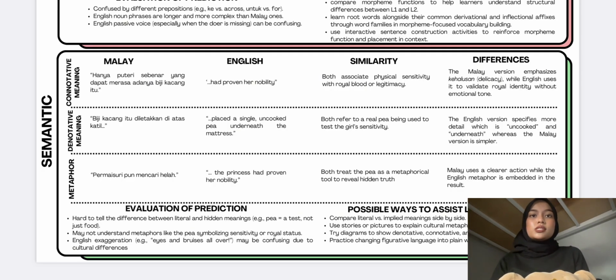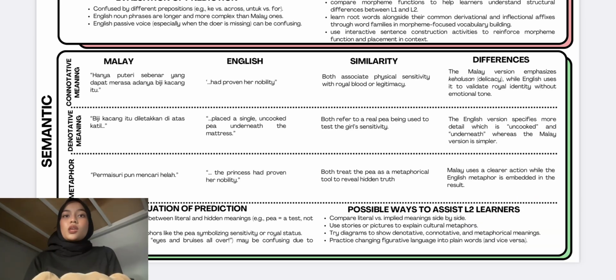And the last one is the emotional tone or implied meaning, which is connotative meaning in English, like exaggeration, which is eyes and bruises all over, may confuse learners due to cultural stylistic differences from Malay, which tends to use more formal or straightforward expressions.